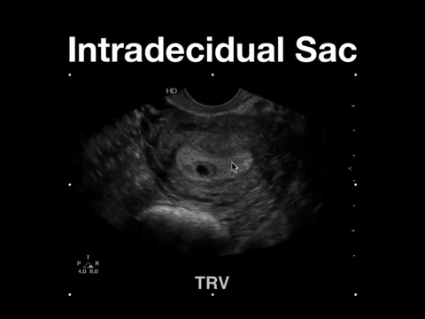And what you can see here is, within the endometrium, here's the endometrial stripe, and it gets deformed a little bit here. So this is the intradecidual sac. It's implanted eccentrically within the endometrium, much like we had talked about earlier. It's not dead center in the endometrial stripe or the road. It's off to the side. The house is in the yard.